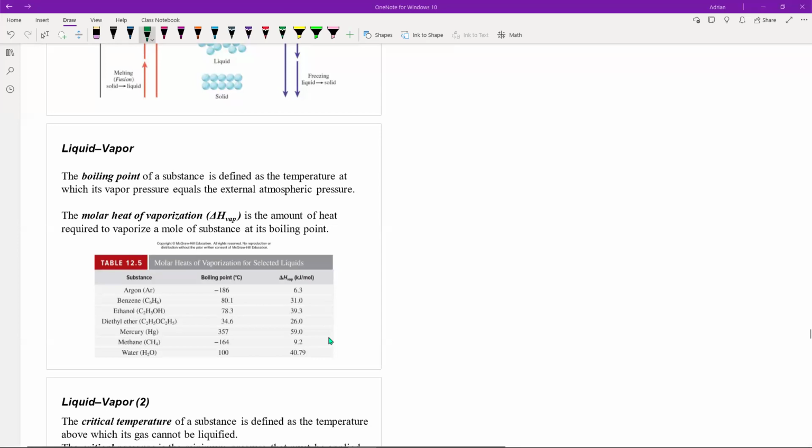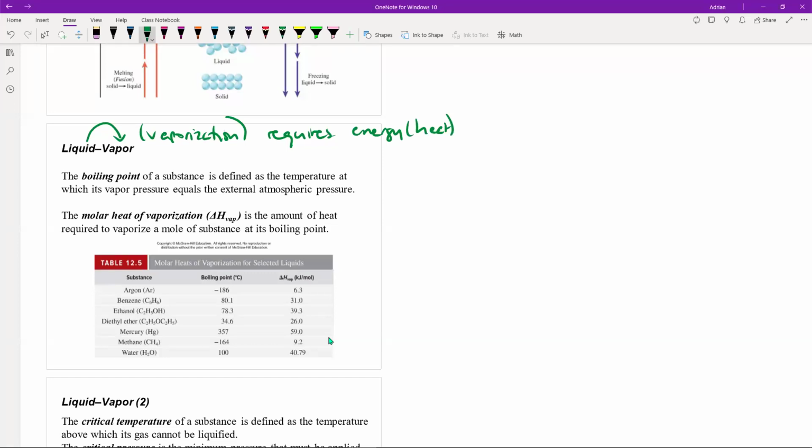Let's talk about how we can quantify some of these relationships in terms of the amount of heat that is either needed or released when these processes happen. The first one we'll look at is the liquid to vapor transition. As we said before, this process is called vaporization, and it requires energy, in the form of heat.